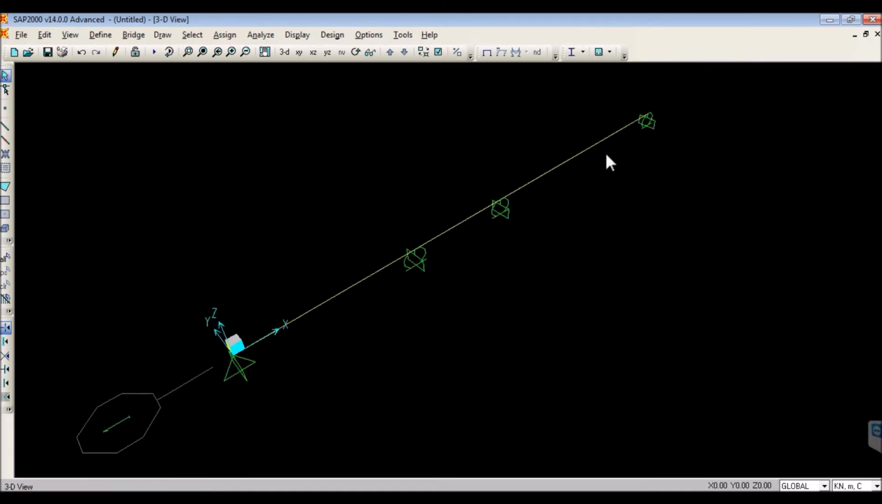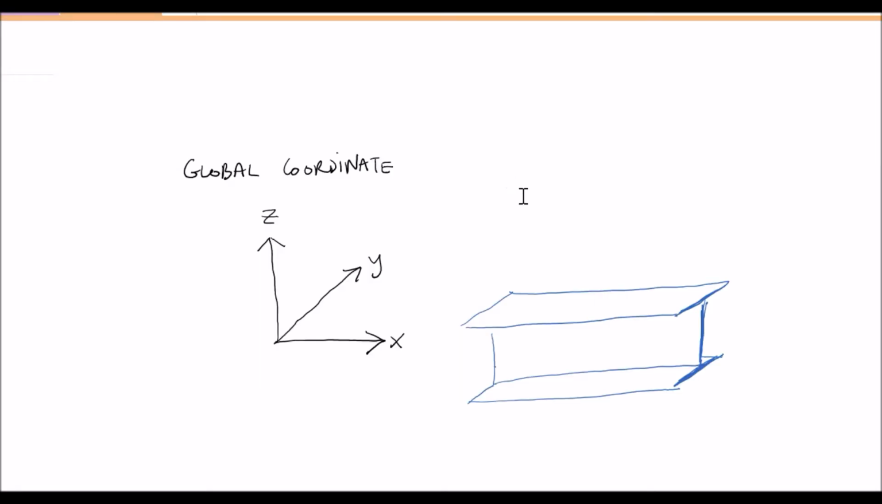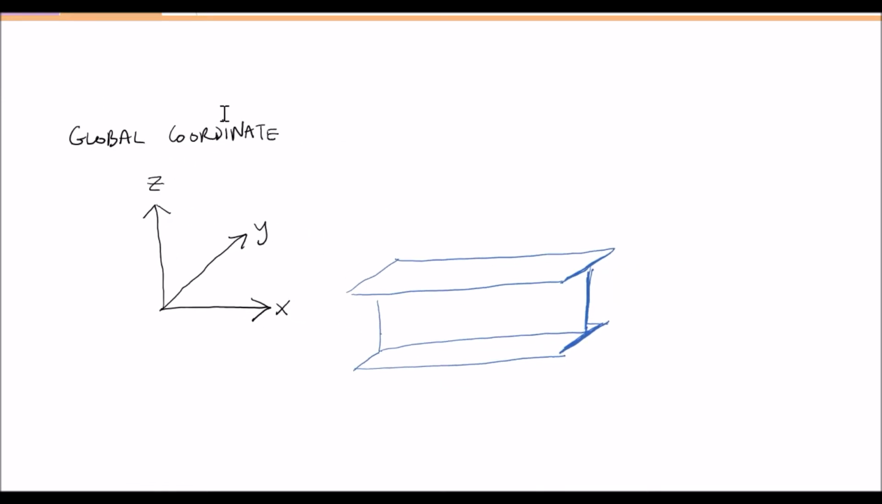This is your 3D view. Here you have the axes that we are talking about, X, Y and Z. This is called the global axis. In SAP, let me just show you this. This is the global coordinate system, which explains the global coordinates of the whole structure system.